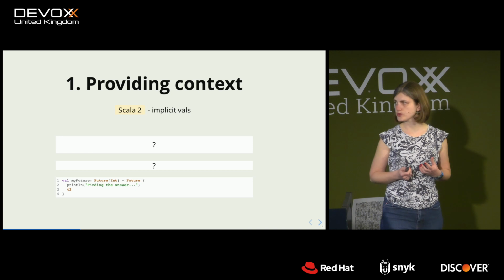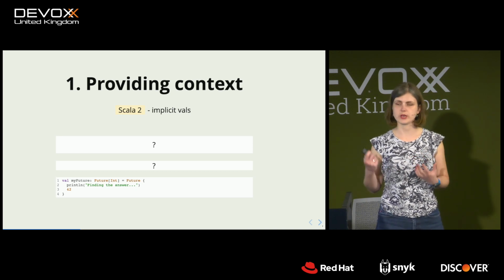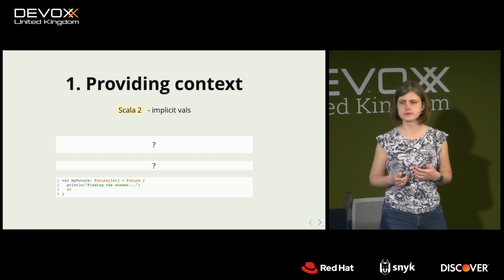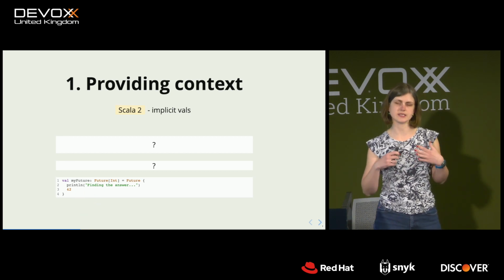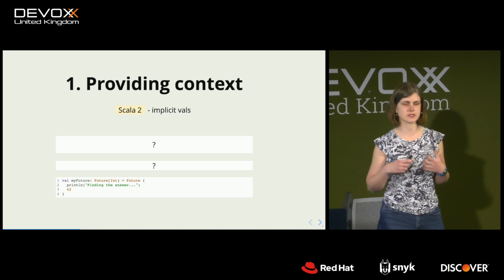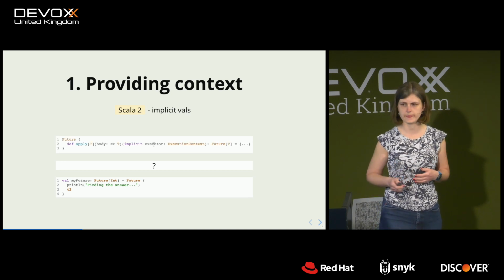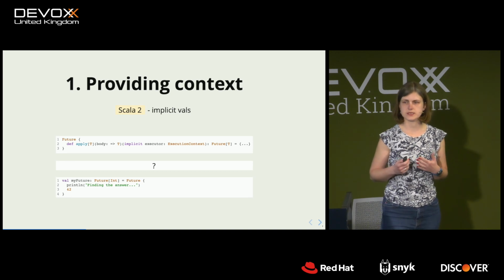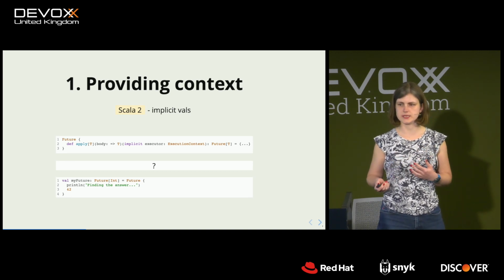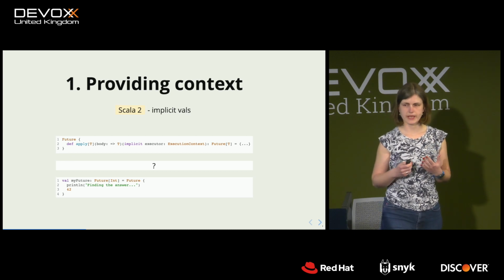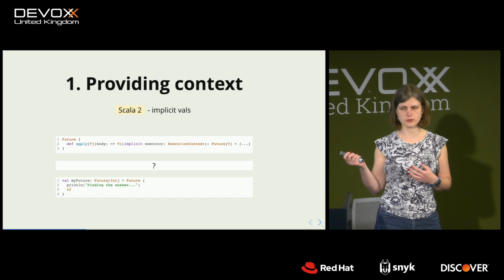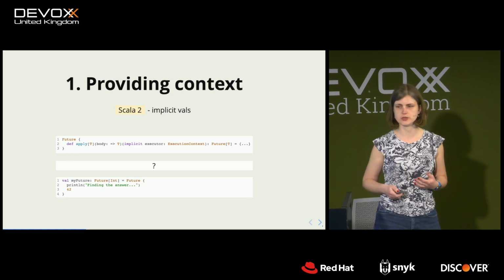Let's say we want to have a future. So if we have the future, we have the body of the future, and that's really all that we are interested in. But you know that that's not enough, because you have to provide the execution context for the future to run on. So if you have a look at the definition of the apply method, then you can see that apart from the body, you also have another implicit parameter list, and that's still Scala 2, where you provide the execution context.